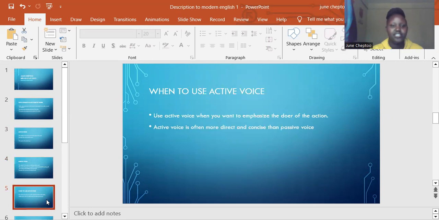When to use active voice? We use active voice when we want to emphasize the doer of the action. Active voice is often more direct and concise than passive voice.